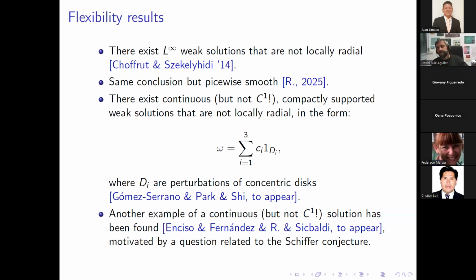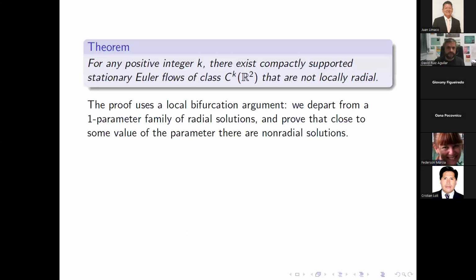Okay, so basically, there are flexibility results, but they stop at continuity. They don't even arrive at C1, and so there are only weak solutions, because the Euler equations are PDEs of first order. So the main result I want to report today is that we are able to construct C^k solutions that are not locally radial with compact support. And here k can be any given integer. Okay. So this is the result.